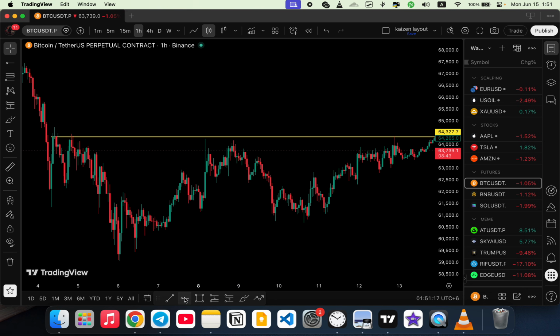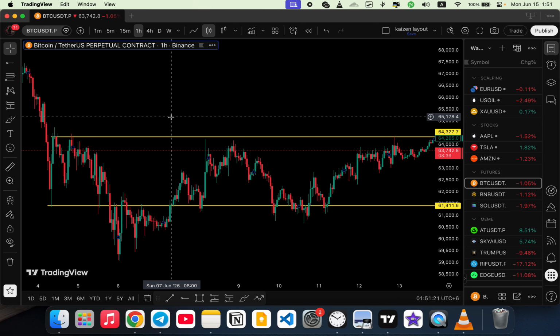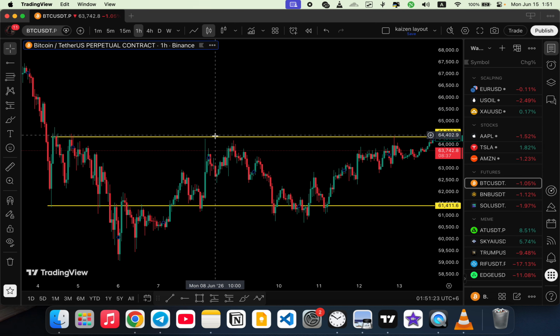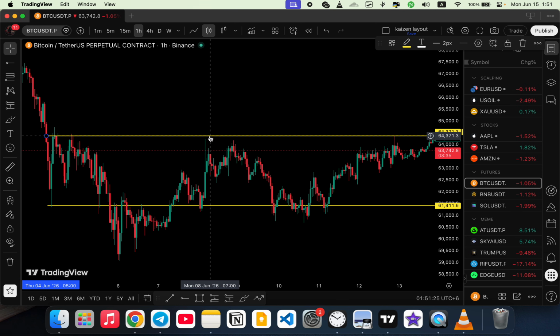Here we saw a support point. Oh, sorry, it was actually a resistance, because the upper level we can call resistance and the lower level we have to call support.